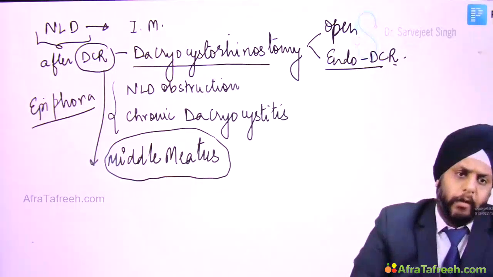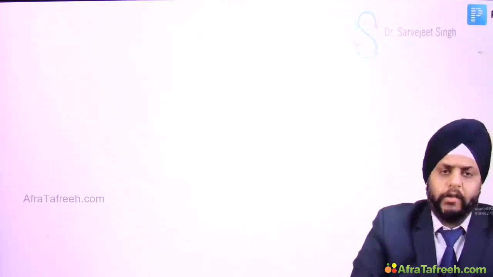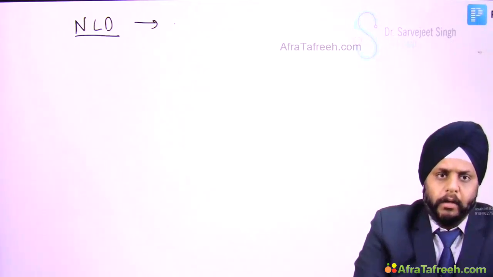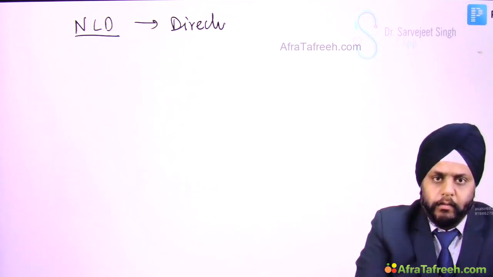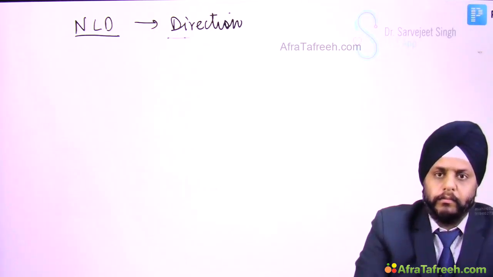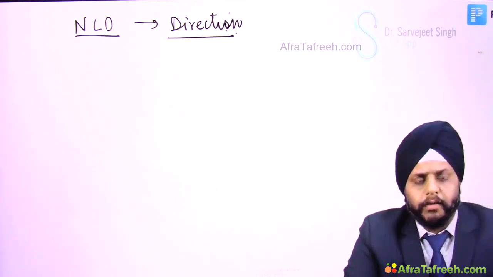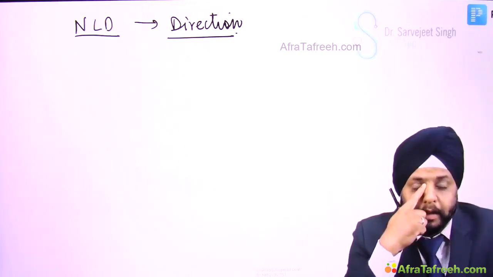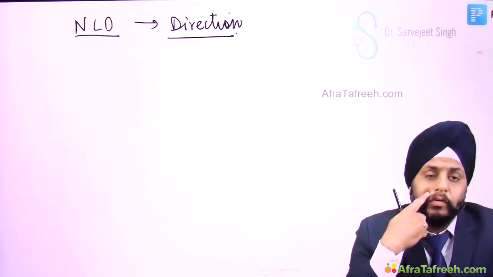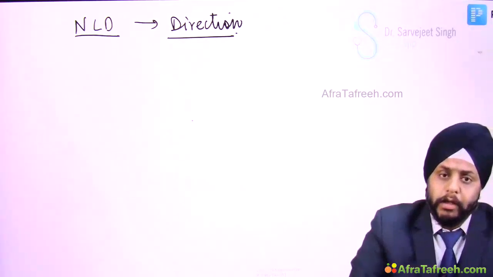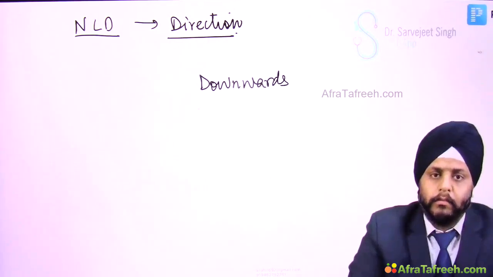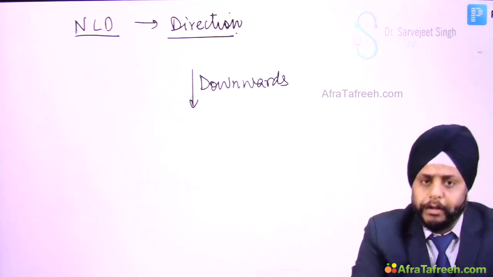The next question about NLD, what is the direction of NLD? Now this question has also been asked in the exam, direction of NLD. So what is the direction? You see, NLD starts from the medial canthus and goes downwards towards the inferior meatus. So it goes downwards, D. Right? It goes downwards, D.